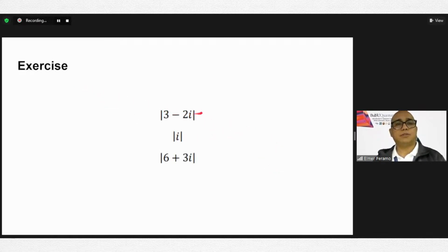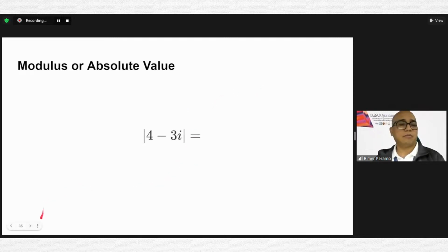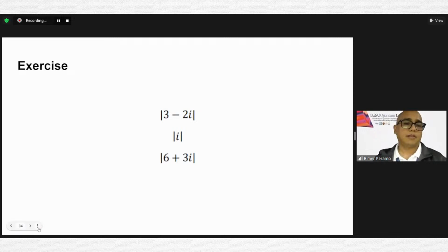Exercise. What is the absolute value of 3 minus 2i? Let's answer this. Turn it to a pen. So 3 squared plus 2 squared.